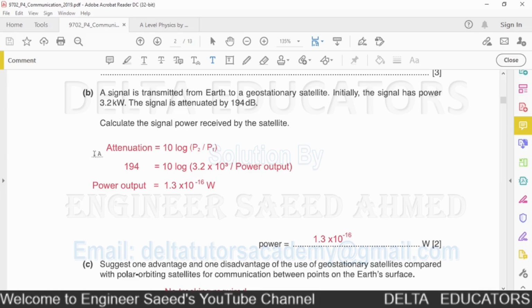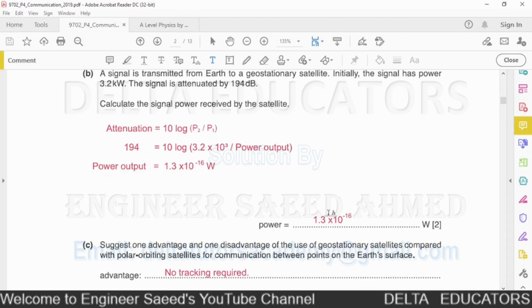Now we have to substitute the numeric values. Here attenuation is given 194 decibel, P2 is given 3.2 kilowatt, P1 we have to find out. So by solving this equation, we will get the value of power output, that is equal to 1.3 times 10 power minus 16 watts. So power on the receiving side is 1.3 times 10 power minus 16 watts.